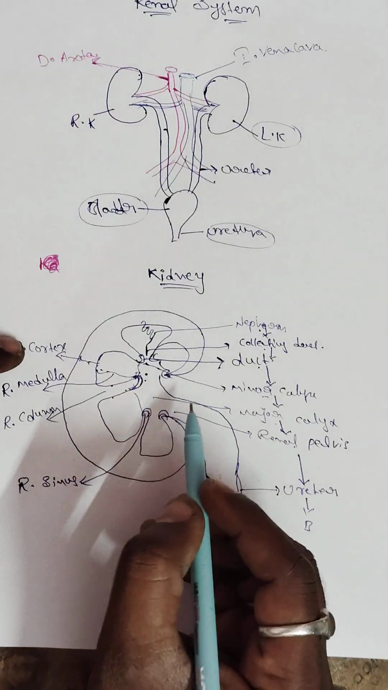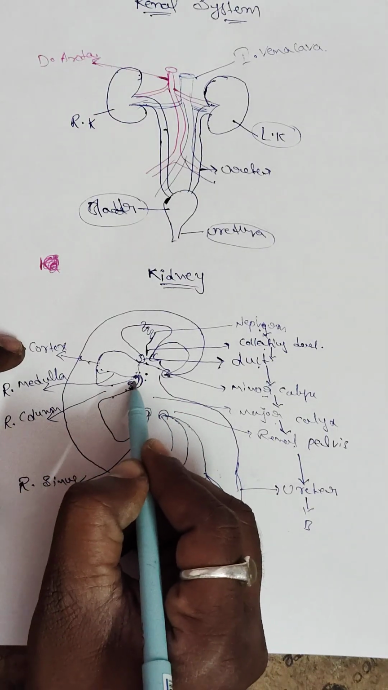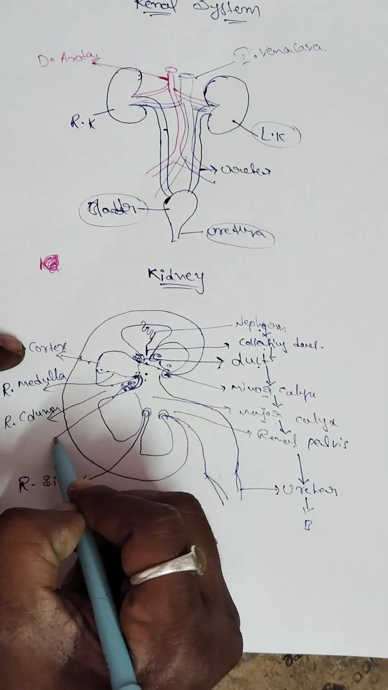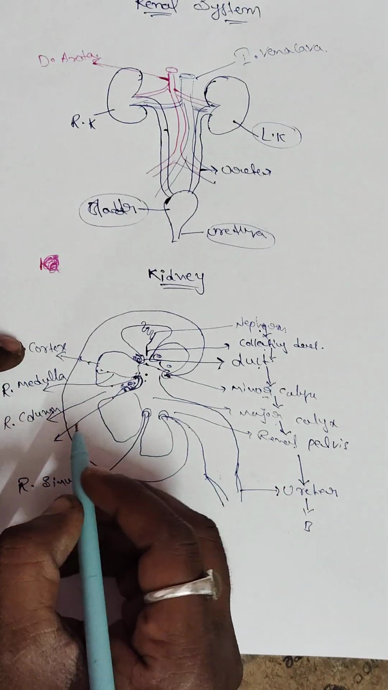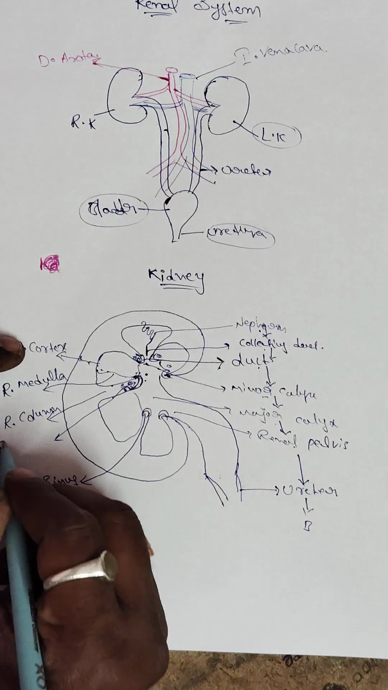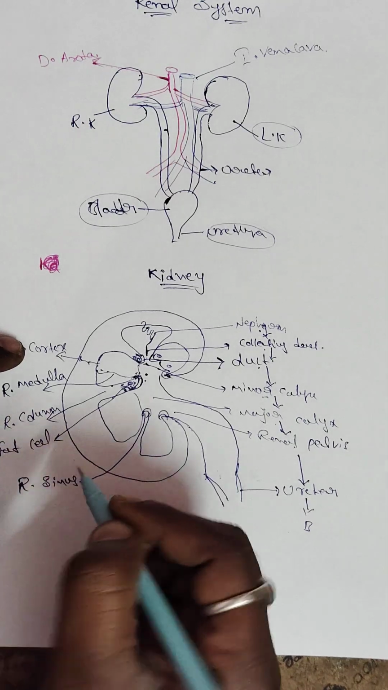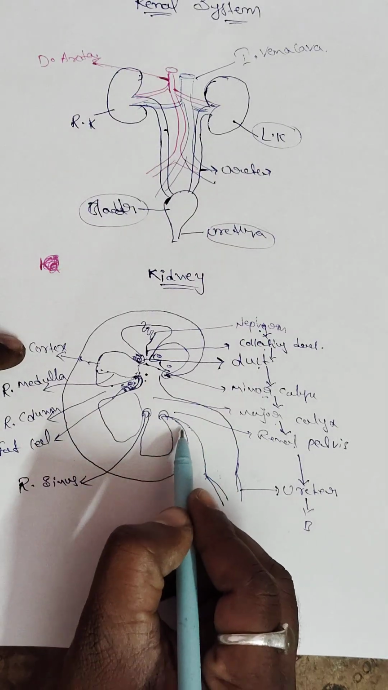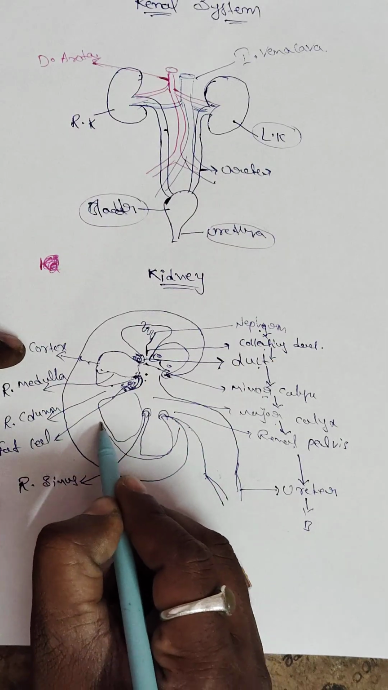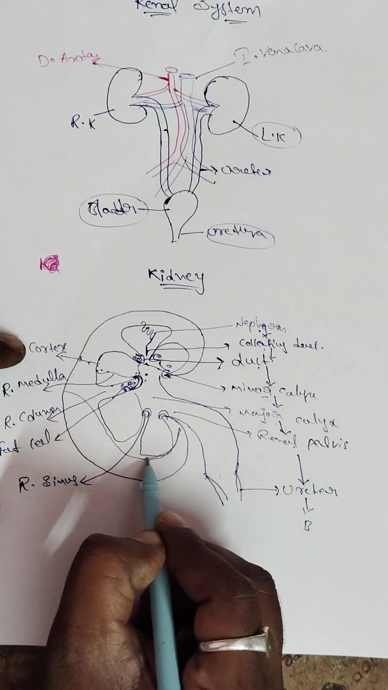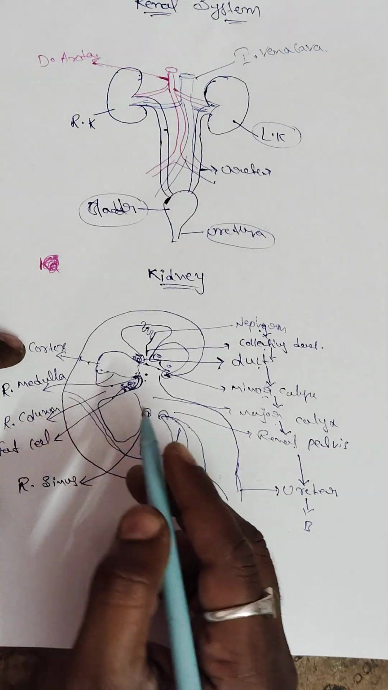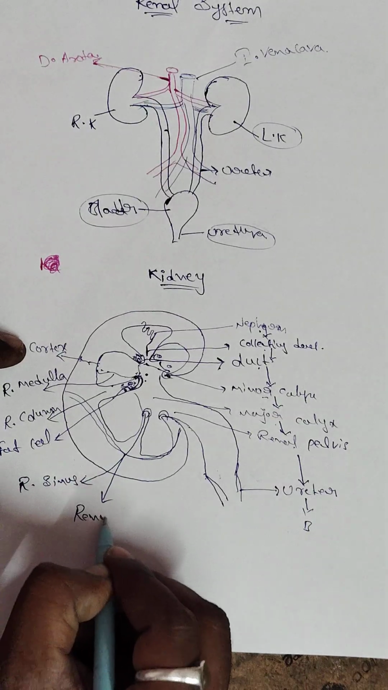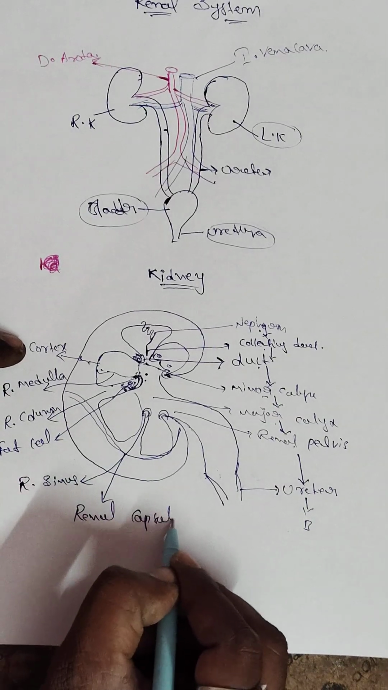And here we observe that some fat cells are present in the kidneys. This is called fat in renal sinus. And this one is covered by a layer like this. This is called the renal capsule.